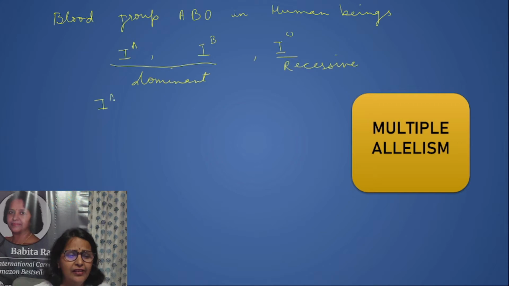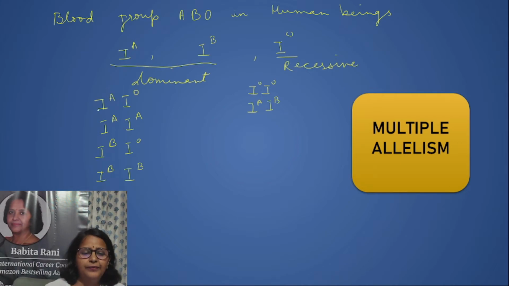Let me write them: IA, IO; IA, IA; IB, IO or IB, IB. Another combination is IO, IO, and IA and IB.